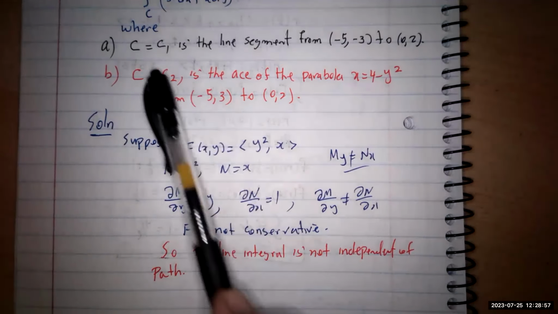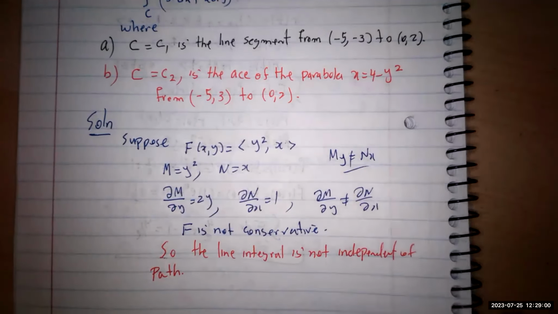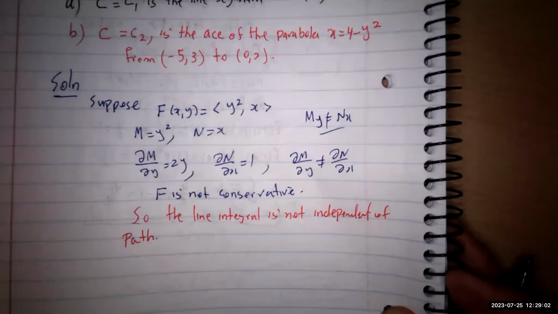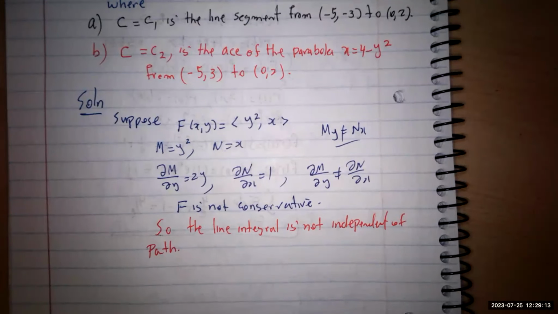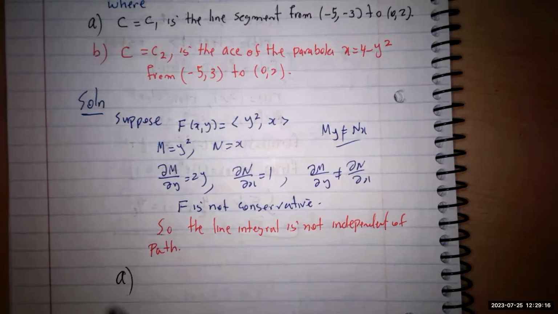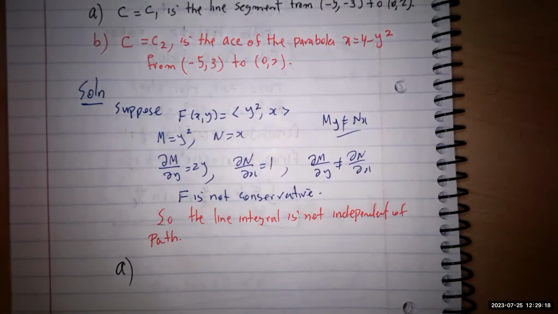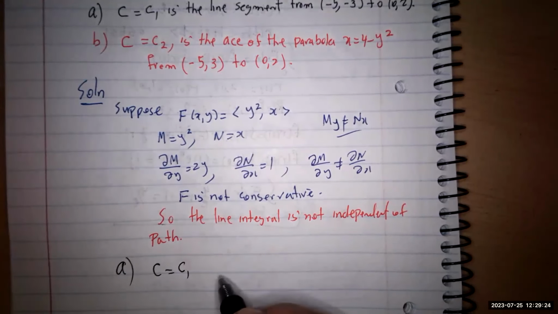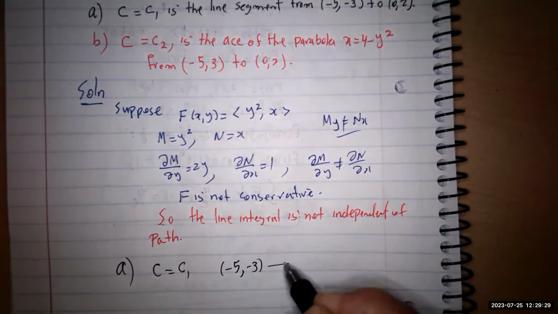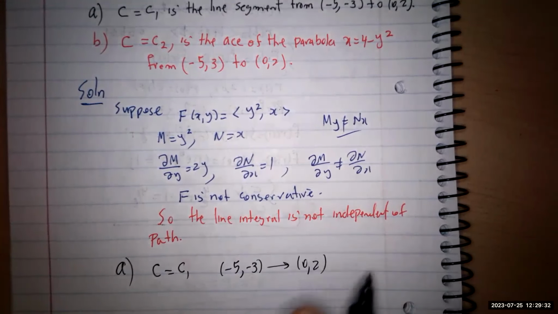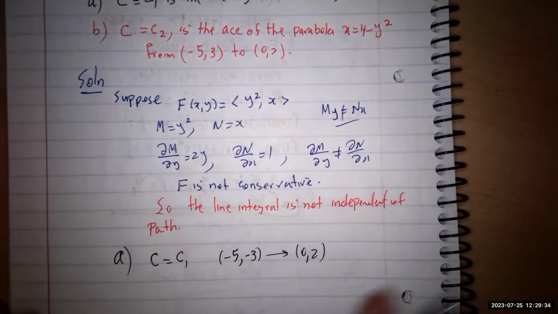So what we do, okay, we go to part one. You have to find the parametric equation of the curve and just substitute, get the result as we did the other day. So this is the warning, just be careful. Not a big deal, we can do it. We say, okay, what is the C1? So the C1 in this case is a straight line going from the point negative 5, negative 3 to the point 0, 2. So find the parametric equation of this line.